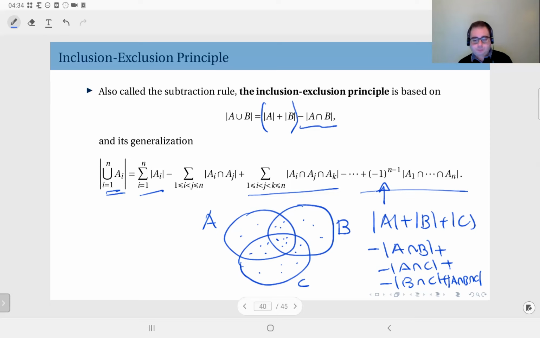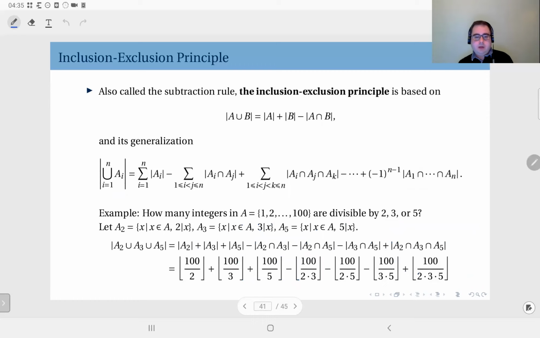So let me give you a quick and simple example. How many integers in the set from 1 to 100 are divisible by 2, 3, or 5? So either 2 or 3 or 5. So for instance, 2 counts here, 3 counts, 5 counts, 4 also counts, 6 counts, and 8 also counts, 9 counts, and 10 counts, etc. You get the idea. 2 or 3 or 5. How are we going to do that?